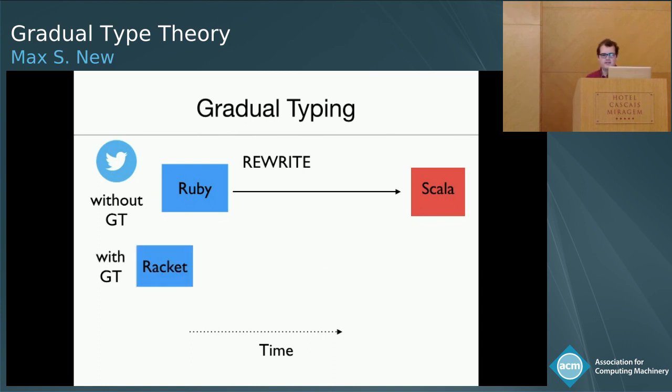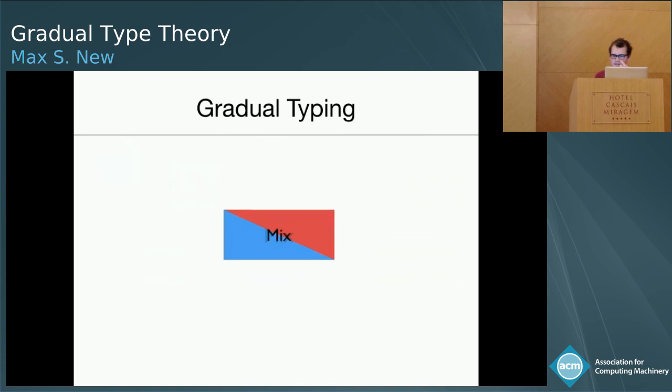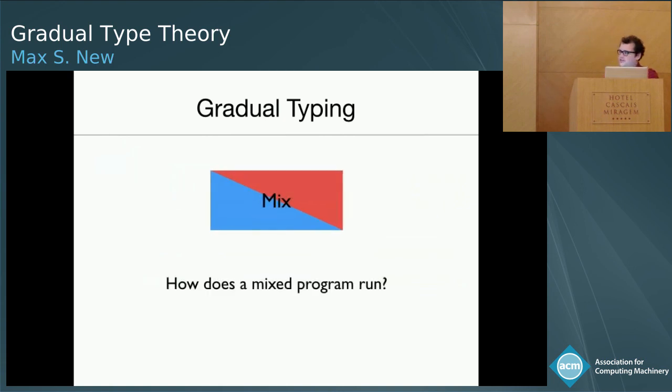Instead, if they started with a gradually typed language like Racket, they could have gone piece by piece, module by module, adding type annotations and doing much less extensive rewriting, and then eventually maybe getting a fully typed program. But the point is, in gradual typing, when you add types to a module, it's a drop-in replacement for the dynamically typed program. And so at every point in the middle, you have a running program. But then the question is, how do these programs in the middle actually run?